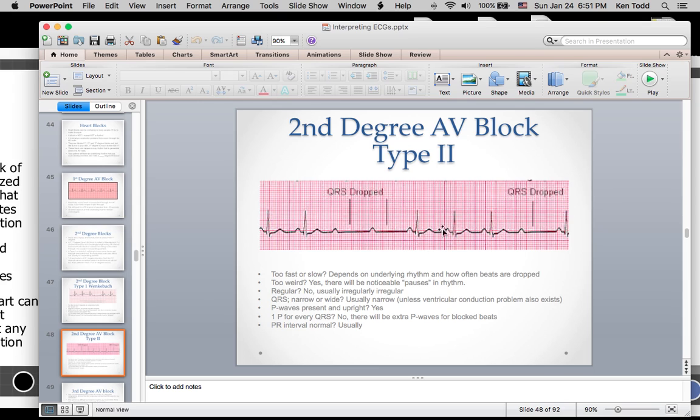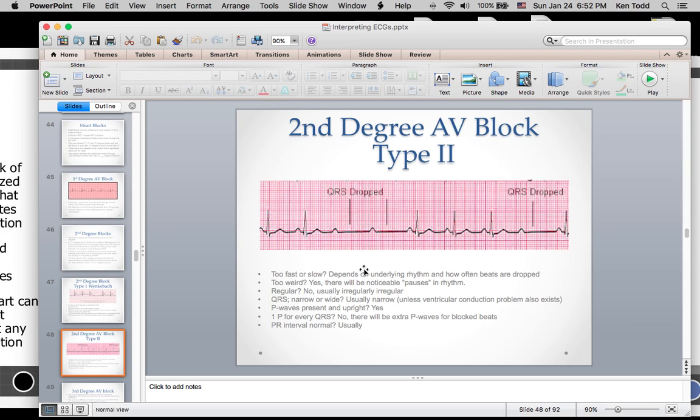So I just have to look and see what the problem is. So this P wave seems related to this QRS. These all look good. So I can assume that this one's not going through, this one's not going through, these are going through fine, this one's not going through. Now, the next heart block that you can have is a third degree block.